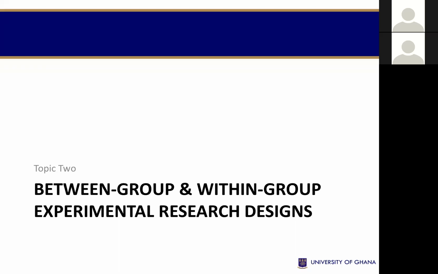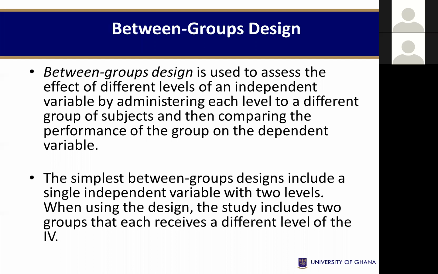So today's discussion was centered on topic 2 of session 4, which is between group and within group experimental designs. So the first one is between group design. One will ask, what is between group design? One thing about between group design is that in most situations, we have different levels of the independent variable, and our participants are assigned to different levels of the independent variable.